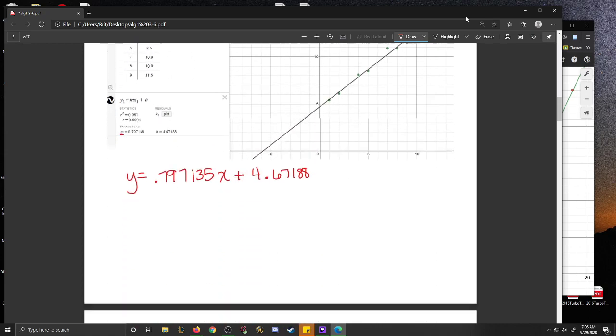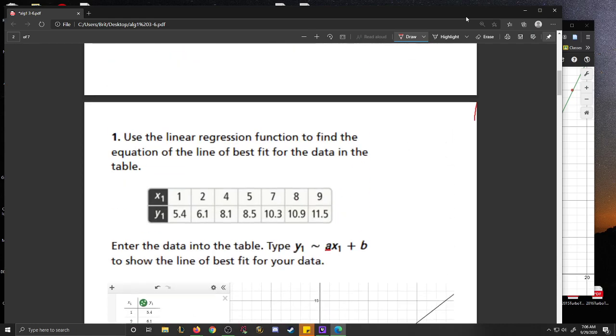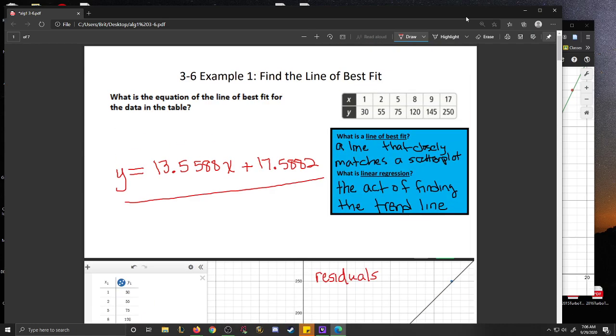So there you have it. That is how we use Desmos to write the line of best fit equation.